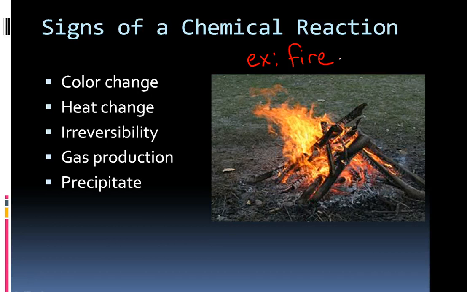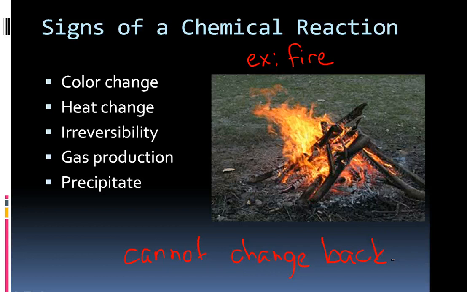Irreversibility, and that means, again, if we can change it back or not. In a chemical reaction, we cannot change it back. And I'll just write that right down here. Cannot change back. Almost all the time. We also get some gas production. In this case, with the combustion of wood or fire, we're going to get some carbon monoxide, some carbon dioxide, some smoke, things like that. In fact, most people die from the gas production given off from a fire rather than the heat. And then lastly, a precipitate. We're going to talk about what that means in just a little bit, but for now we're going to focus on the color, heat, irreversibility, and gas production.